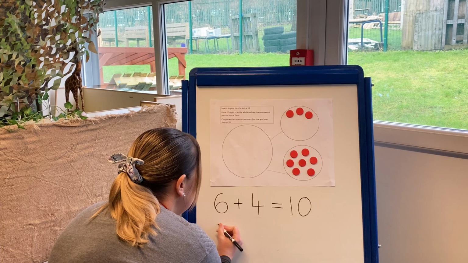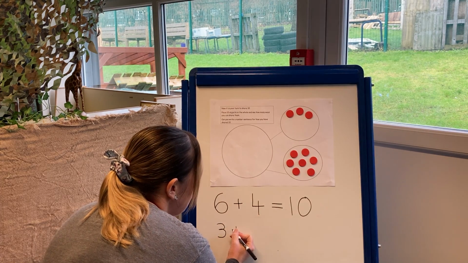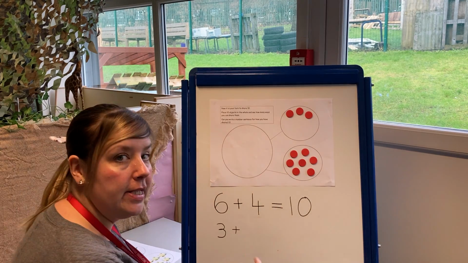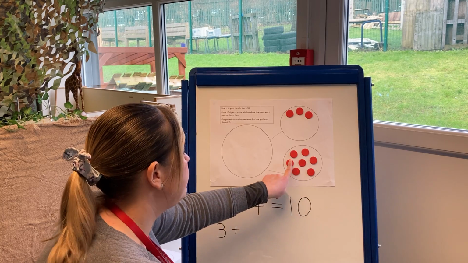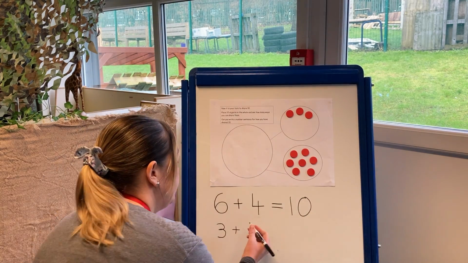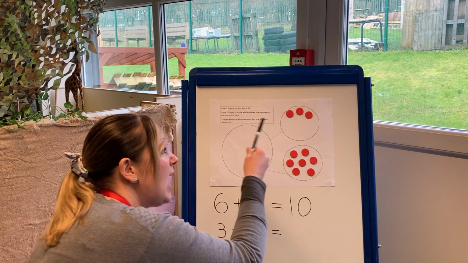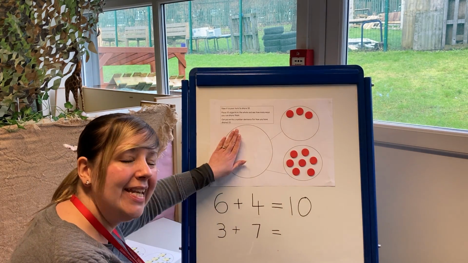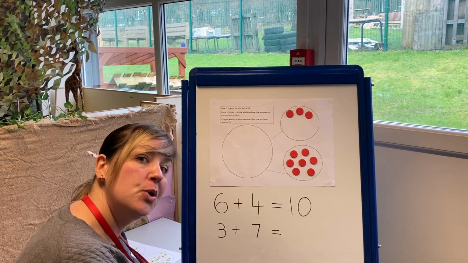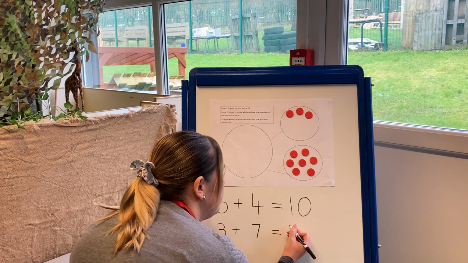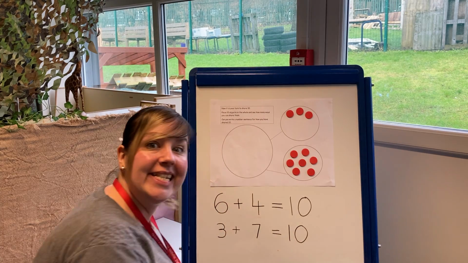So I'm going to do it again. I'm going to write my number 3, and then I'm going to do my add. Let's see how many are in this part. 1, 2, 3, 4, 5, 6, 7. Let's write our 7. 3, add 7. And I know that I had 10 here. So I know that that's 10. But if you don't know, that's fine. You can just count them and see how many are together. 3 add 7 equals 10.